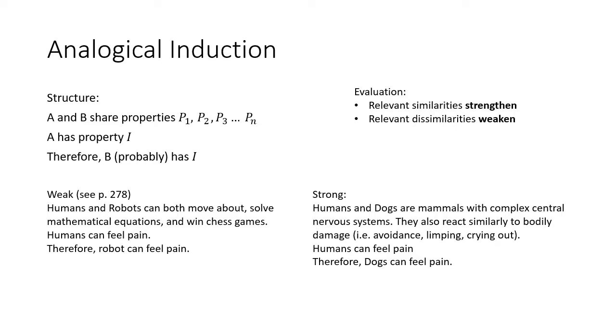So this is a strong argument because it seems like in this case, the similarities are relevant to the attribute of interest. And if there are dissimilarities, and there are, it is not clear which of them would be relevant to this question. So are there any relevant dissimilarities? Maybe not. And in the absence of that, that does not weaken our argument.